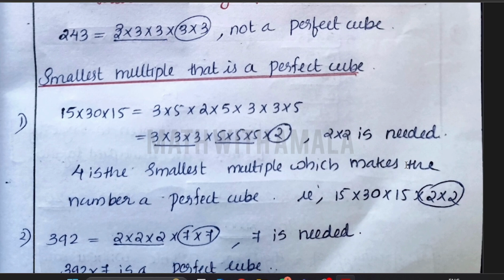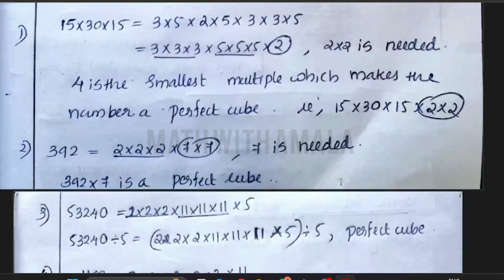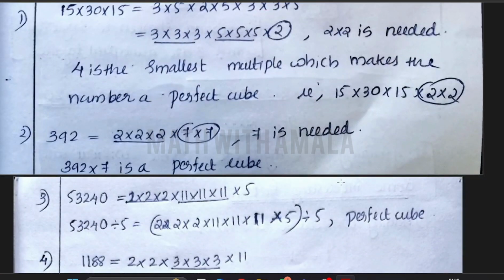Next topic, smallest multiple that is a perfect cube. 15 into 30 into 50 is equal to 3 into 5 into 2 into 3 into 5 into 2 into 5 into 5. That means 1 triplet of 3, 1 triplet of 5, and 2 is multiplied only once. We need 2 into 2 to get a triplet. So 4 is the smallest multiple which makes the number a perfect cube.